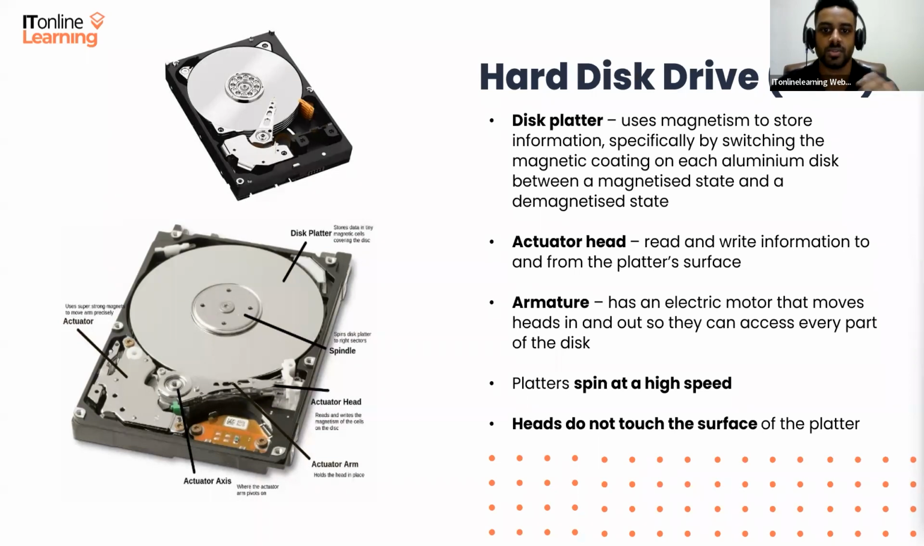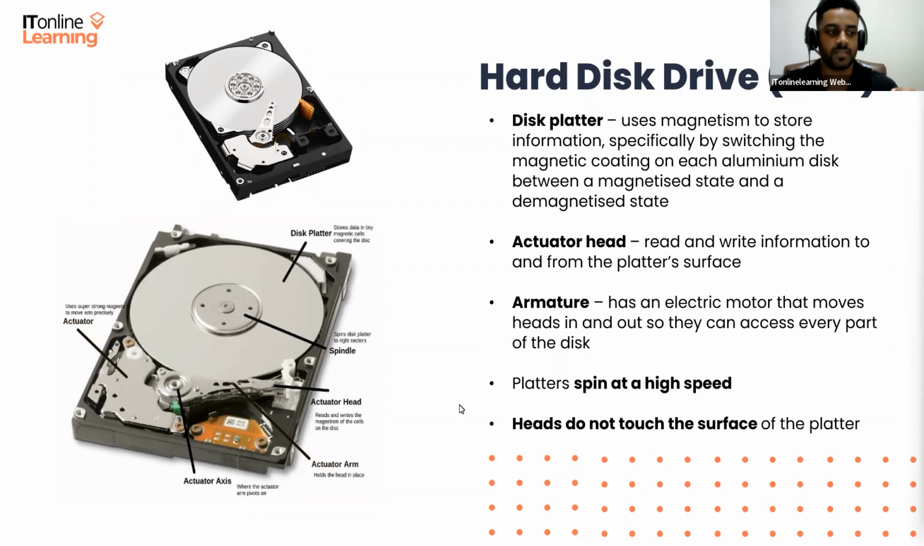Let's also now look at the platters. The platters are located over here. These platters spin at a very high speed. As they spin, a little cushion of air is created on the surface of the disk, which keeps the heads from riding right on top of the platter.